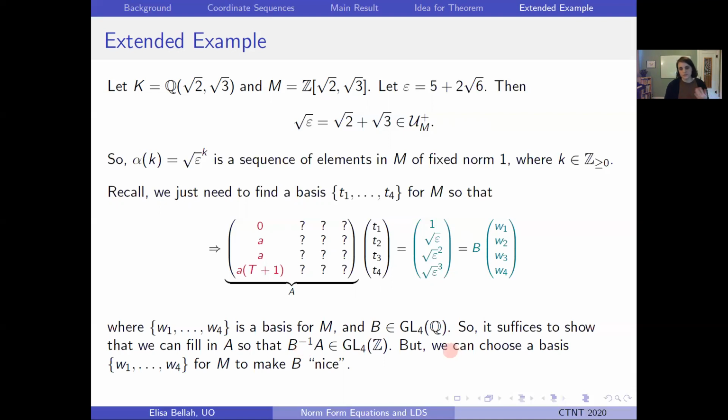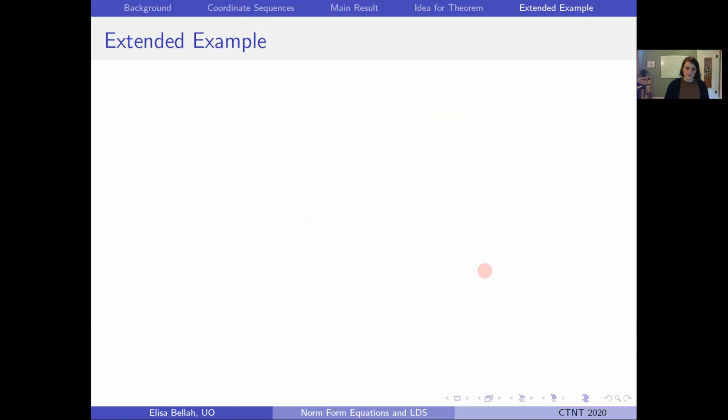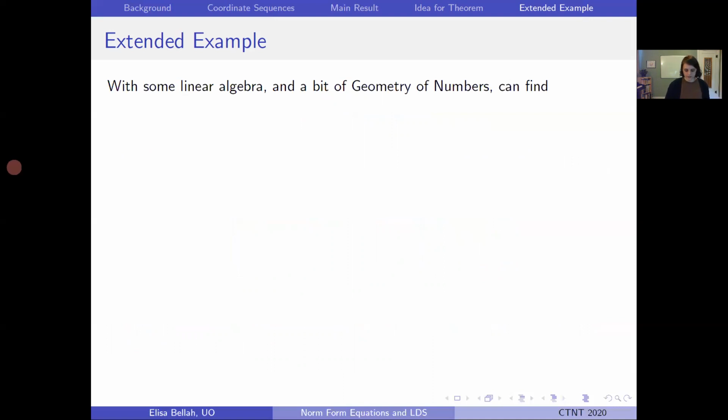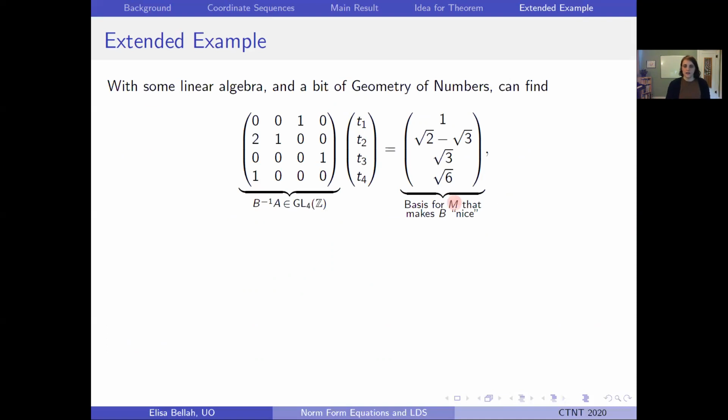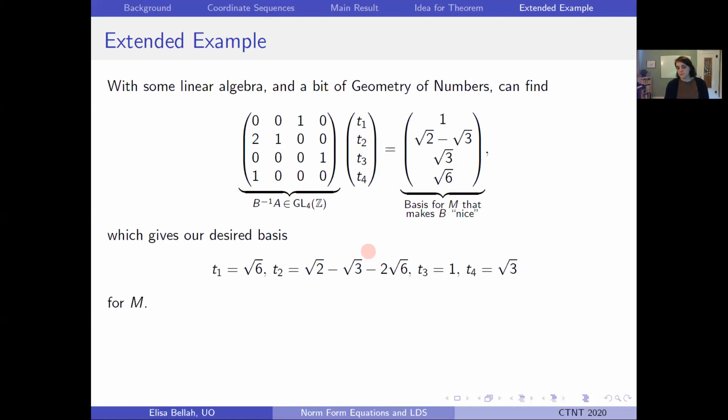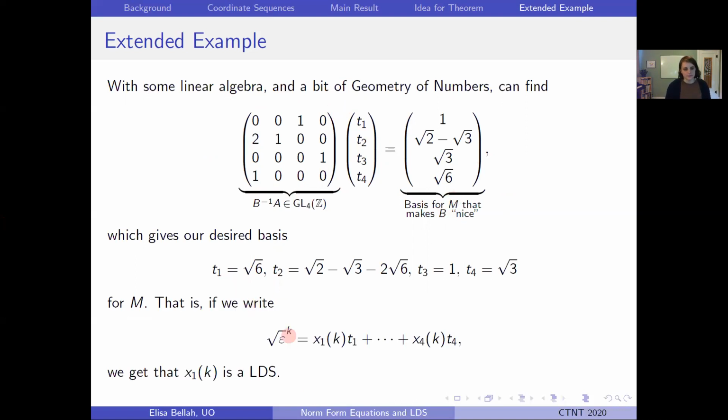The other thing you want to observe is that you can choose whatever basis you want for the bigger module in this setup. So you want to mess with it so that the matrix B is nice, so that it's not so hard to invert. Okay, so I'll spare you all of those details and just say that with some linear algebra, and a bit of geometry of numbers, you can find this basis for your module that makes the matrix nice so that you can fill in your matrix over here to get your basis for your module, which I've computed for you on this line. And then this lemma says that if we write our solution sequence in terms of this basis, we should get that the first coordinate sequence is a linear divisibility sequence.